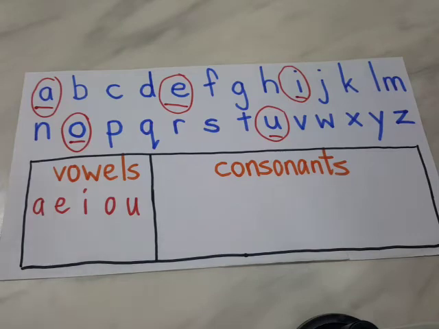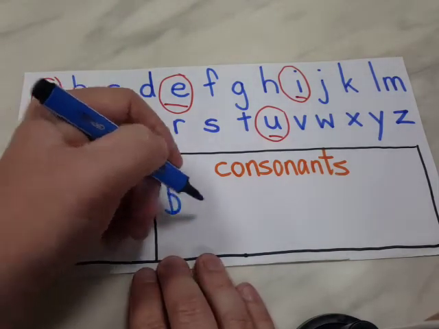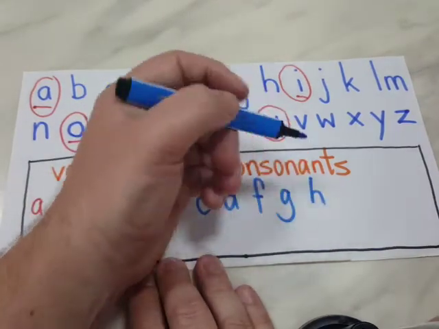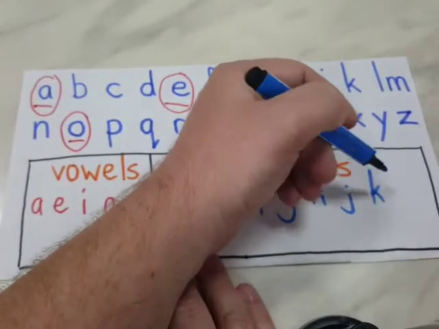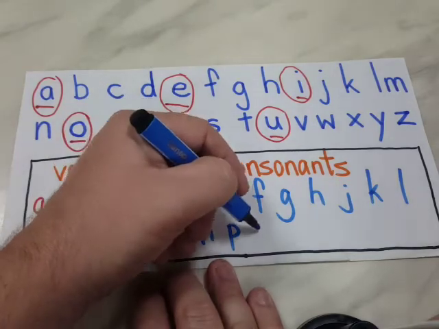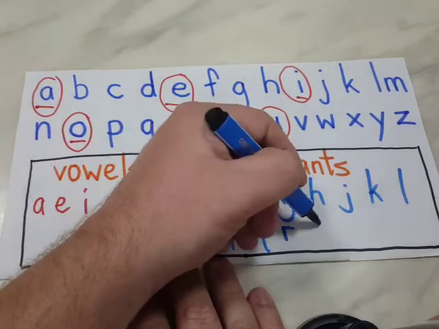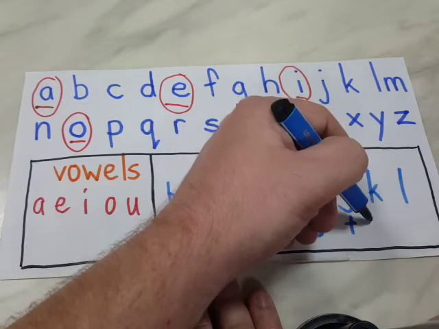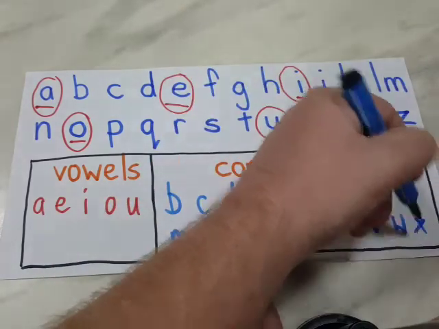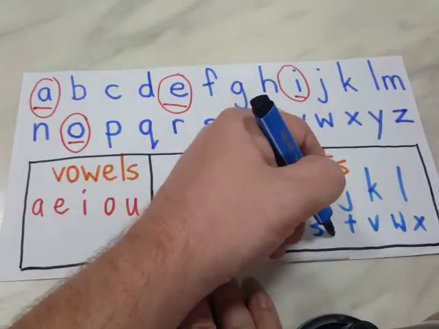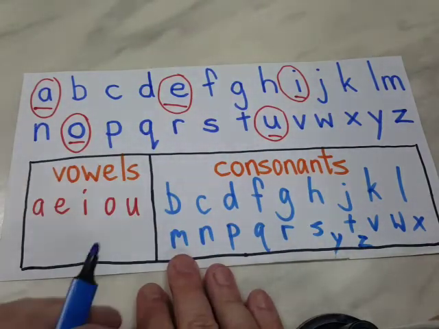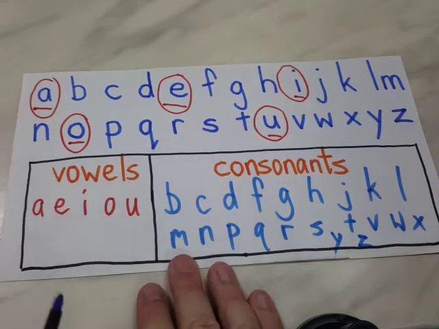So we can put them in this box over here. B, C, D, F, G, H, J, K, L, M, N, P, Q, R, S, T, V, W, X. Oh, I'm running out of space. I'll put them down here. Y and Z. Now these ones are not so special. We have 21 consonants, but we only have 5 vowels.